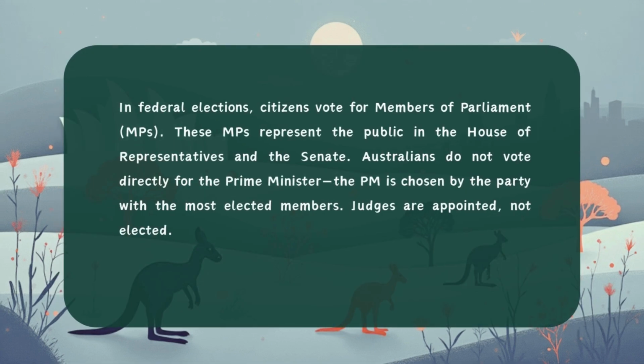In federal elections, citizens vote for Members of Parliament, MPs. These MPs represent the public in the House of Representatives and the Senate. Australians do not vote directly for the Prime Minister. The PM is chosen by the party with the most elected members. Judges are appointed, not elected.